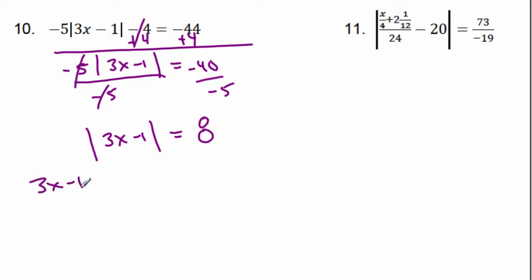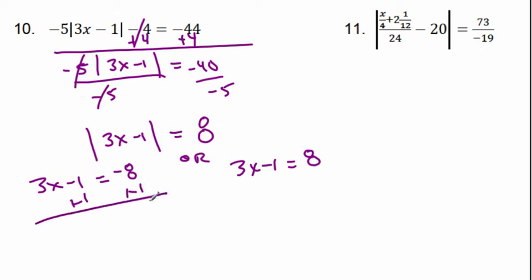3x minus 1 is going to equal negative 8, or 3x minus 1 equals positive 8. So we add 1 to each side. What's that going to give us? Ugly decimals coming up. So we get negative 8 plus 1, negative 7. We divide by 3. By the way, on your homework, you have to write all of your answers as fractions. Do you know how to do that in a calculator? I'll show you in a minute.